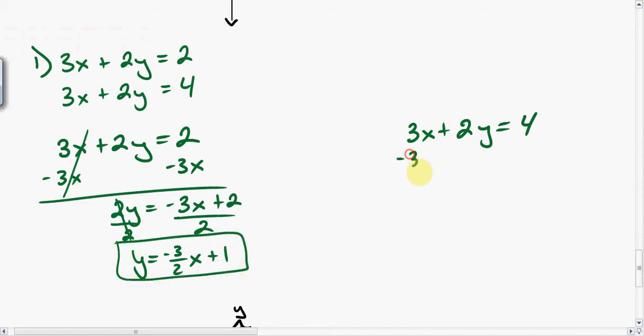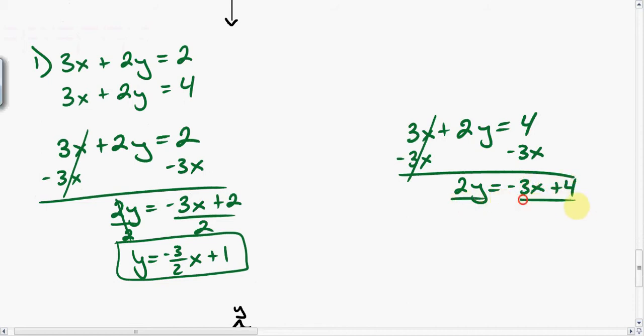Next one, I'm going to subtract 3x from each side. And I get 2y equals negative 3x plus 4. Divide both sides by 2. And we see y equals negative 3 halves x plus 2.